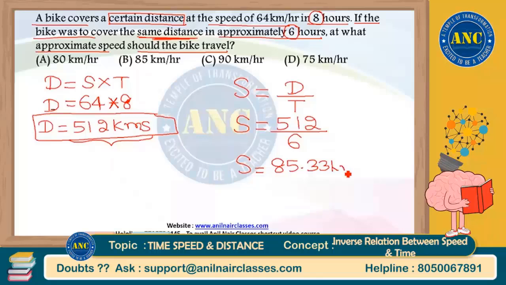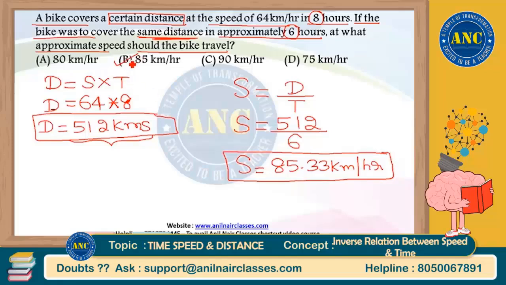But 85.33 is not there in the answer options. But the question is asking you for an approximate value. Approximately the answer is 85 kilometers per hour. The answer for this question is 85 kilometers per hour.